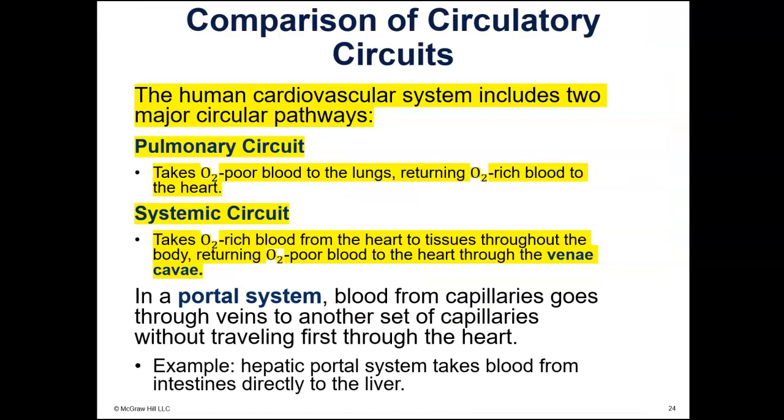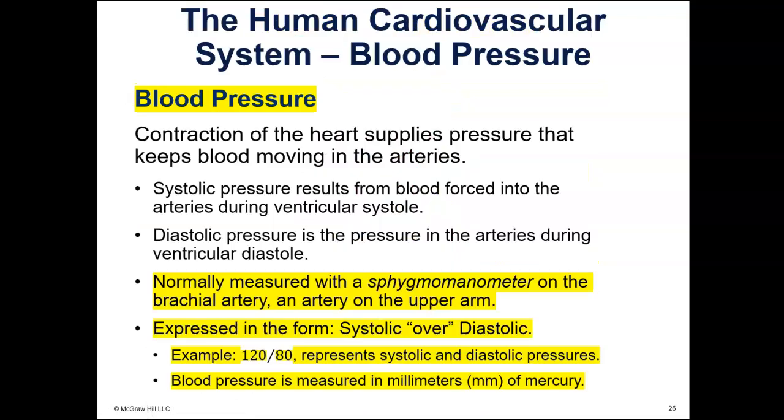All right, as far as the circuits, we have two circuits. There's the pulmonary circuit, which is basically the circuit between the heart and the lungs. It takes oxygen-poor blood to the lungs and returns oxygen-rich blood to the heart. And then the systemic circuit takes that oxygen-rich blood from the heart to all of the cells of the body, including the heart itself, drops off the oxygen to the cells, and then returns the oxygen-poor blood to the heart through the vena cava.